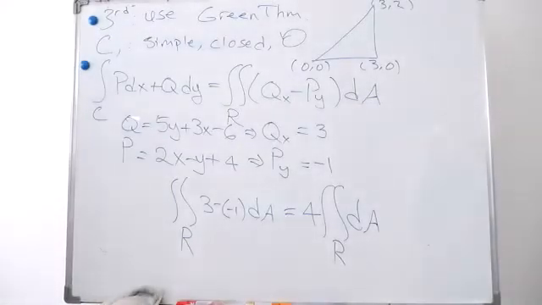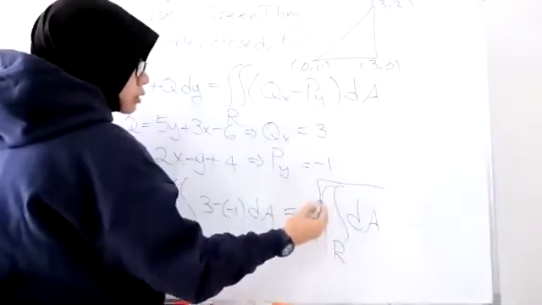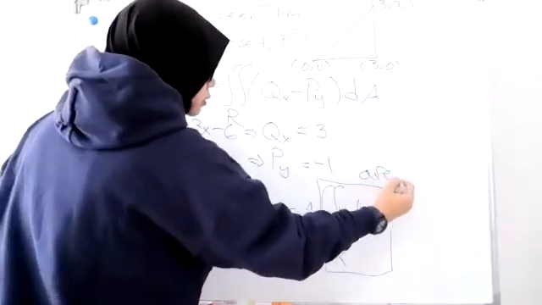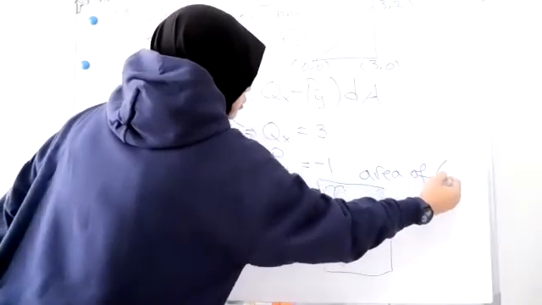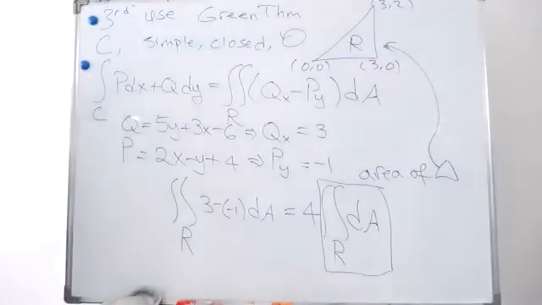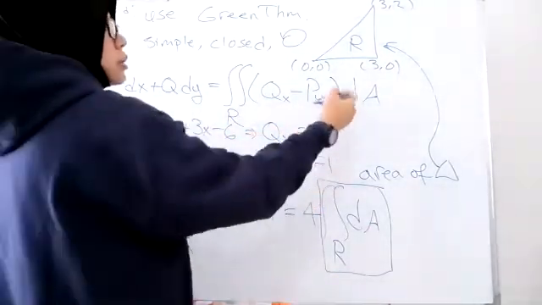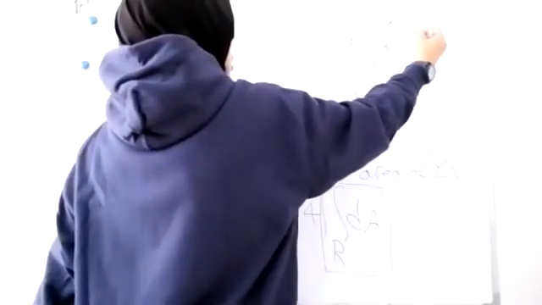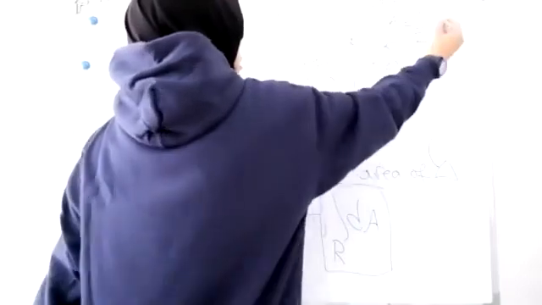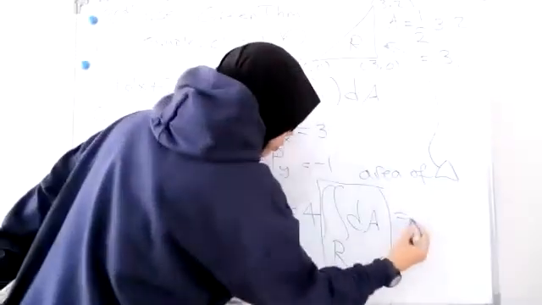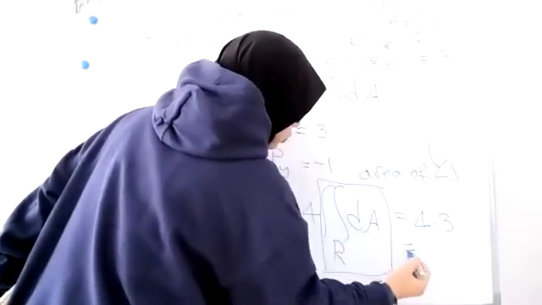Okay. So what's dA? This one is the area of the triangle. The area of that triangle is 1/2 times base times height. So A is just 1/2 times the width 3, the height is 2. So in this case, it is just equal to 4 times 3 equals 12.